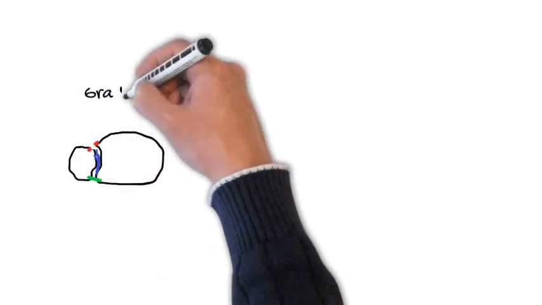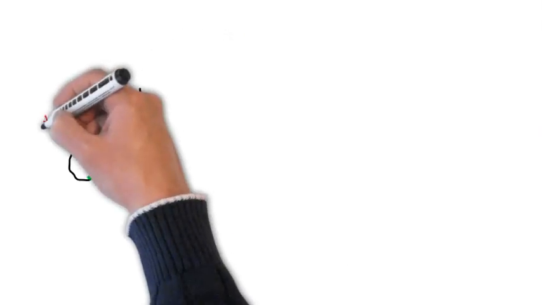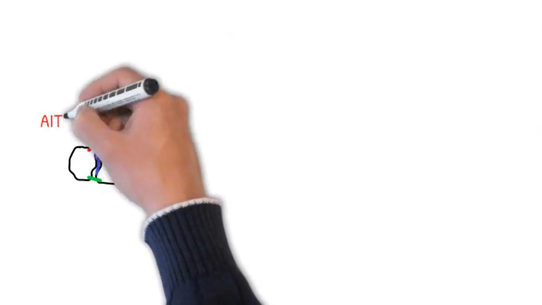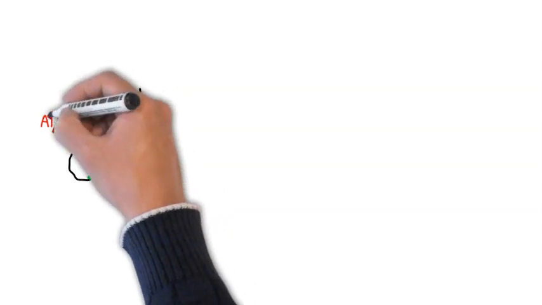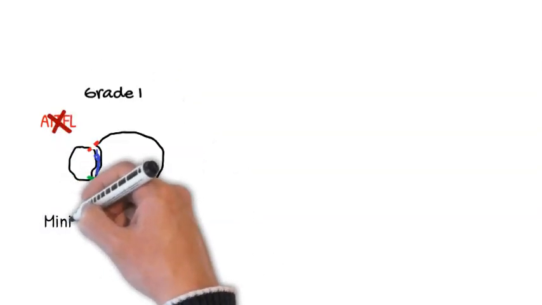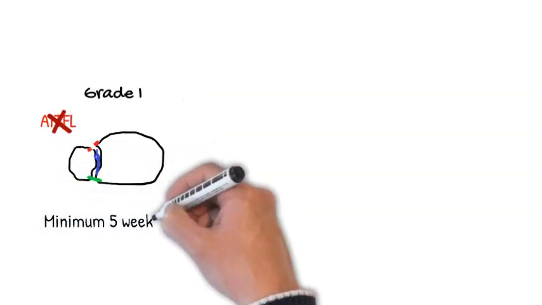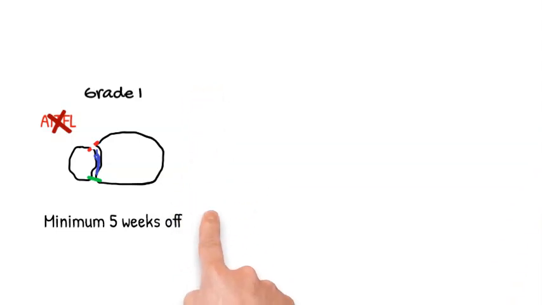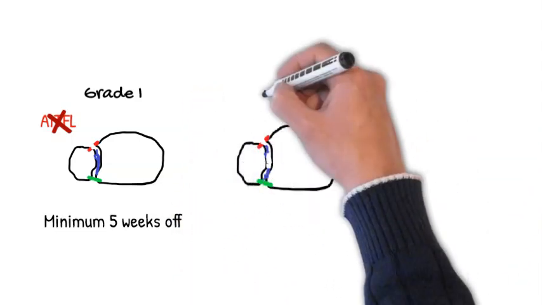So grade 1 typically means busting the AITFL, or the red ligament at the front, and most patients with just this often get away without surgery. They may need a fair bit of physio, they may need a boot for a short period of time, but generally you'll be back somewhere between 5 to 6 weeks, more often than not.